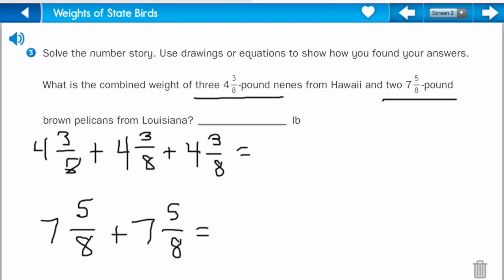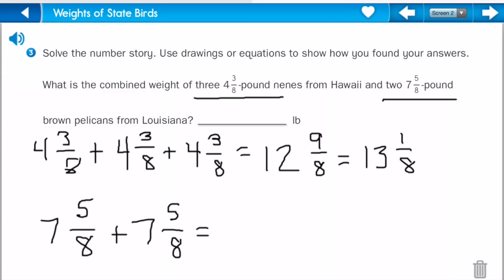All right, so let's add those. So let's add our 4s. 4 plus 4 is 8. 8 plus 4 is what? 12. Now we leave our denominator the same. Now let's add our numerators. 3 plus 3 equals 6, and then 6 plus 3 equals 9. So let's make that into a mixed number, a proper fraction. So that would be 13 and 1/8.